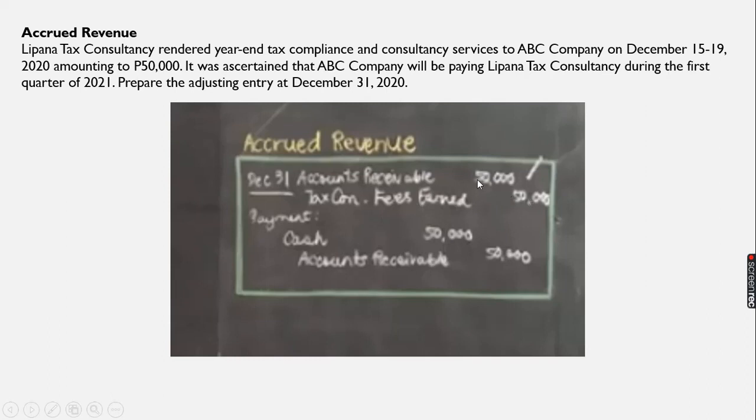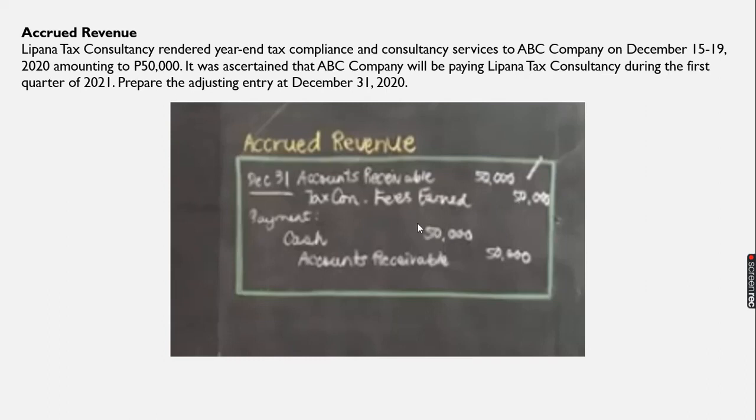So, ang debit mo dyan is accounts receivable. So, may mautang ka, nadagdagan yung pautang mo. And then, sa credit mo naman, may service revenue ka na 50,000. And then kapag nagbayad siya sa first quarter, sabi nga niya, magbabayad siya in the first quarter of 2021. Saka lang magbabayad si ABC Company, di ba?